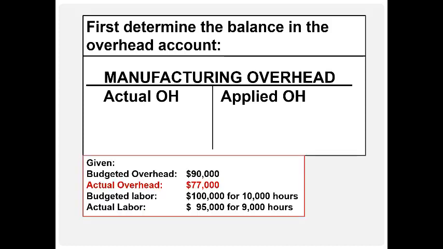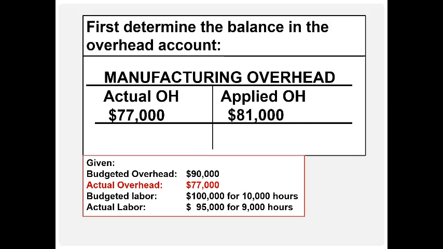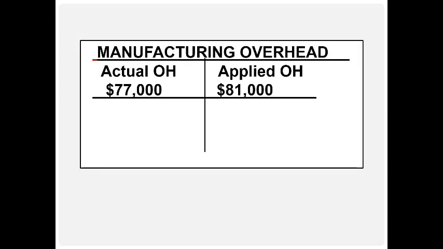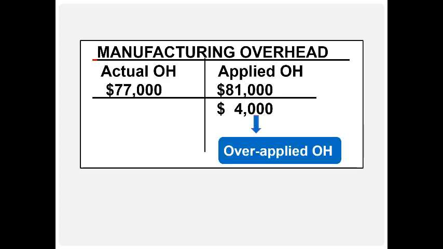So we're given that actual overhead cost is $77,000. We computed applied overhead to be $81,000. Notice that the budgeted overhead never gets recorded in the books. It is only used in the predetermined overhead rate calculation. This gives us a credit balance of $4,000 in the overhead account. This means that we assigned too much cost to inventory, or we over-applied overhead.